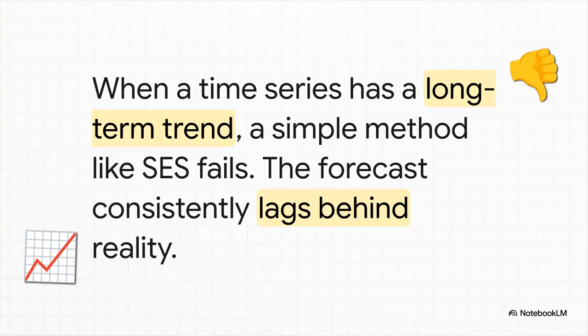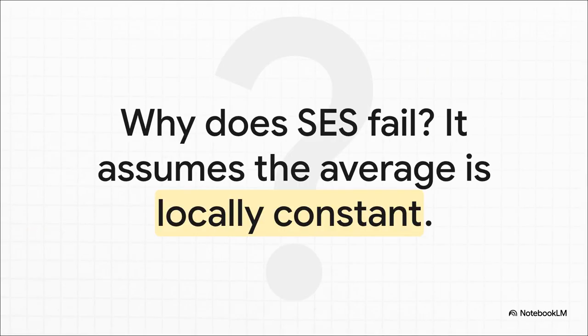So take a look at this sales data. I mean, it is clearly trending up and to the right. But when we apply our trusty simple exponential smoothing model to it, our forecast is just a flat line that is always lagging behind reality. It's constantly playing catch up, always one step behind. So what gives? Why did it fail so badly here?